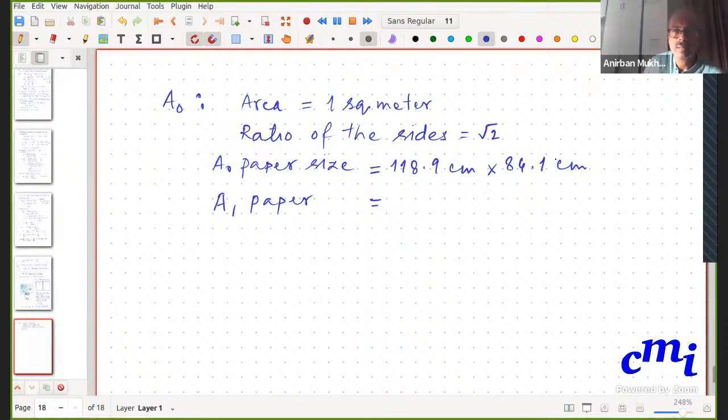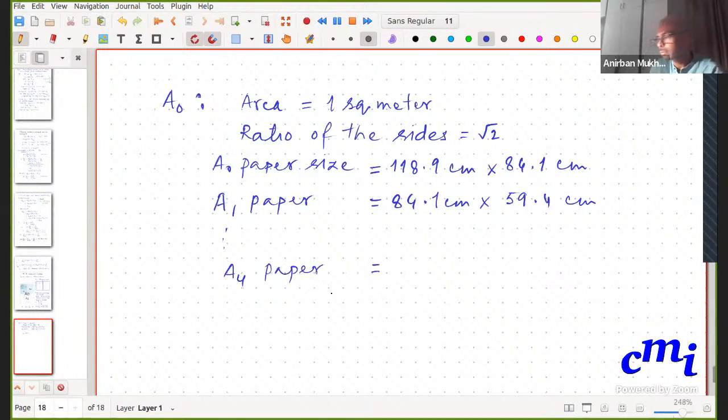So whatever was the width now becomes the length. So 84.1 centimeter, and half of this quantity is going to be approximately 59.5. So it goes on like that. And let me write up to A2. Okay, there's quite a few. A2 is similar, so I just leave this and write about A4.